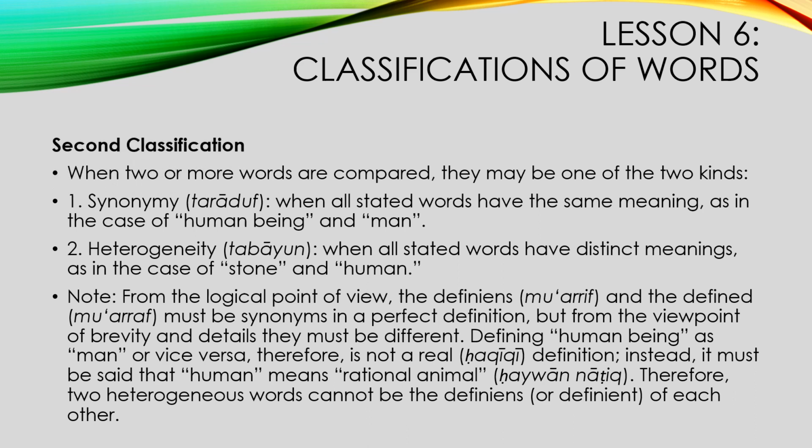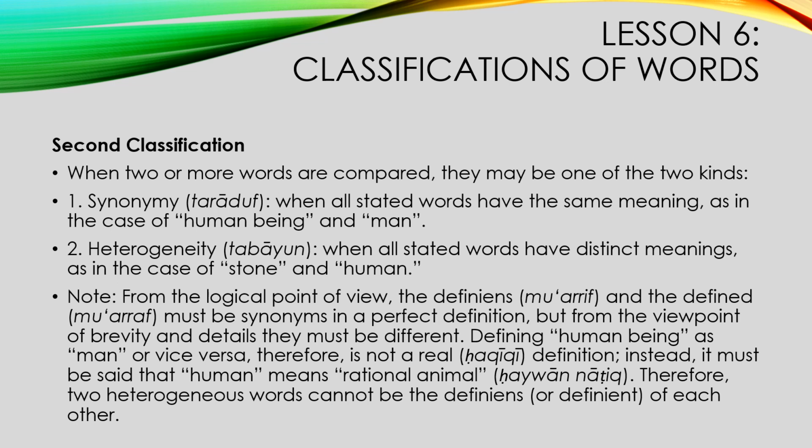Second classification. When two or more words are compared, they may be one of two kinds. 1, synonymy, or what we call in Arabic taraduf. That is, when all stated words have the same meaning, as in the case of human being and man. Number 2, heterogeneity or tabayun. That is, when all stated words have distinct meanings, as in the case of stone and human.